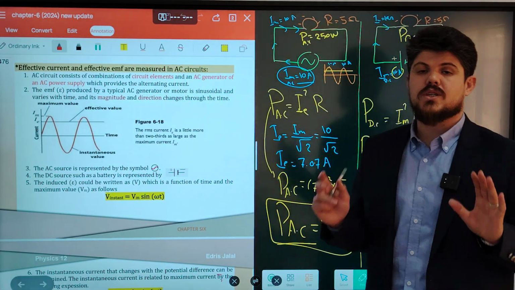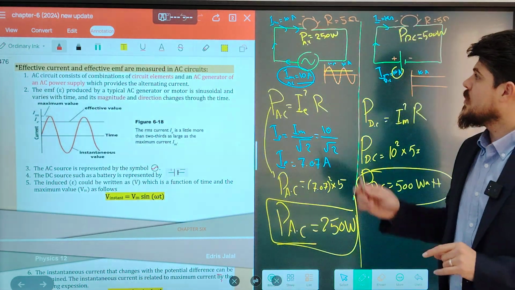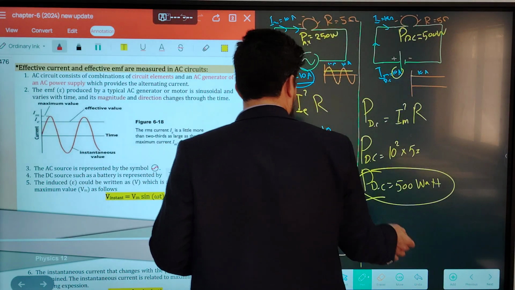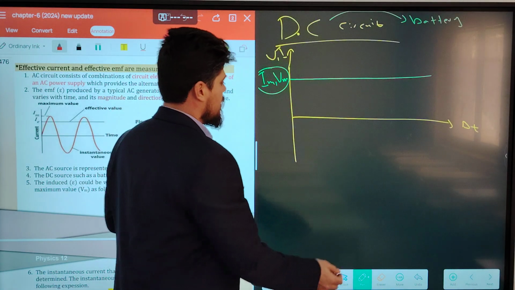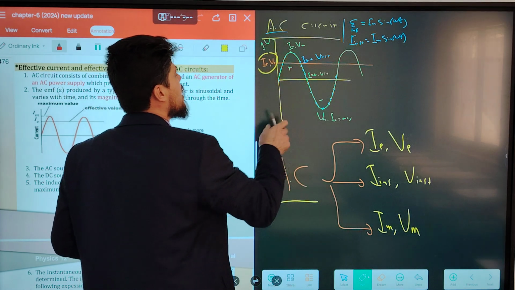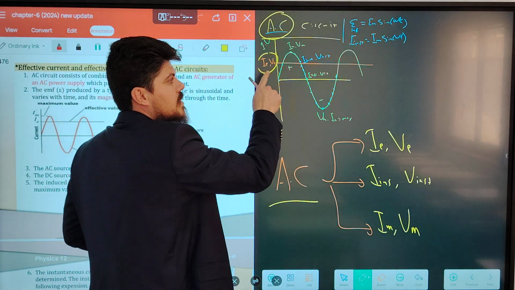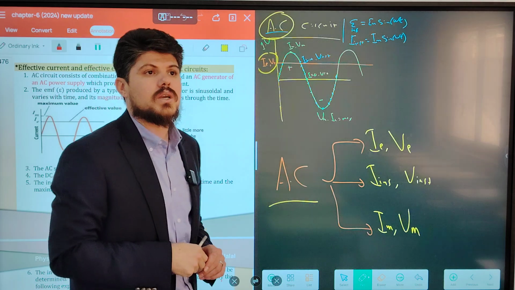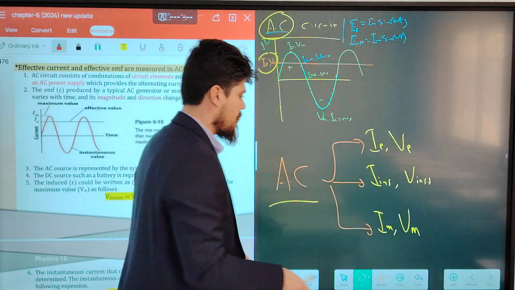So in this way you can determine the effective value. What is effective value? The effective value of current and potential difference is the value of the AC circuit that gives the same heating as DC current.